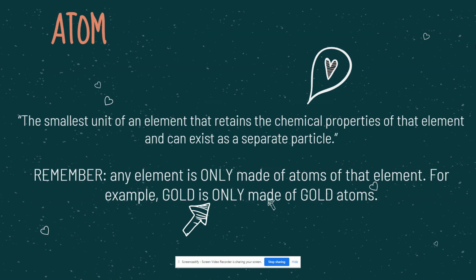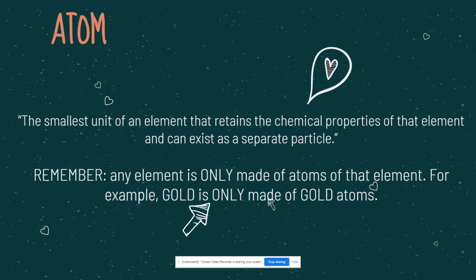An atom, it's the smallest unit of an element that retains the chemical properties of that element. It can also exist as a separate particle on its own, okay? So something to remember, an element is only made of atoms of that element. For example, think of that picture that you saw in the beginning of this presentation. Gold is only made of atoms of gold. If we were to make a model of copper, copper is only made of atoms of copper, okay?